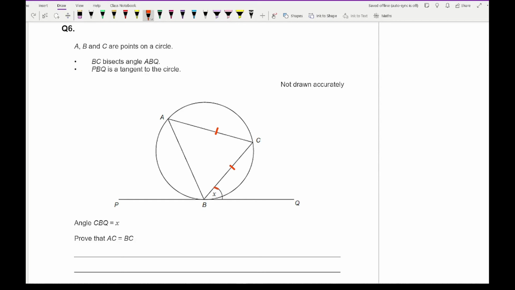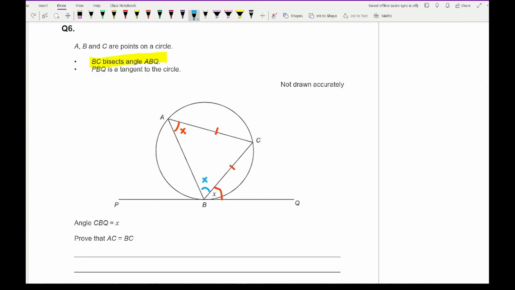So using the alternate segment theorem, if this angle here of CBQ is X, then this angle here is also going to be X. Now, because we've been told that BC bisects the angle, that means that this angle here would also be X. So therefore then, if we've got 2 angles the same in a triangle, it's destined to be an isosceles triangle, and that's what we've done.